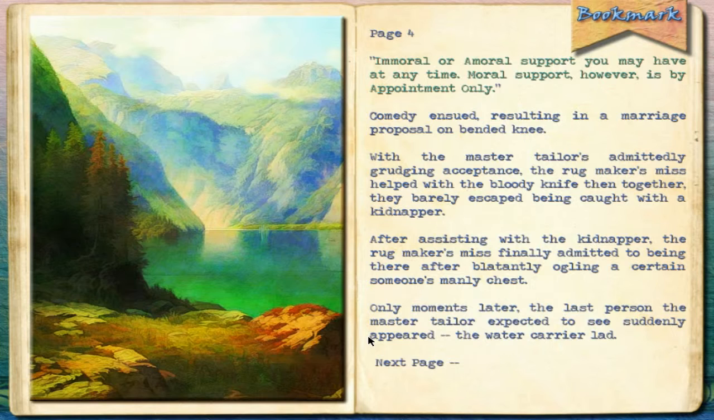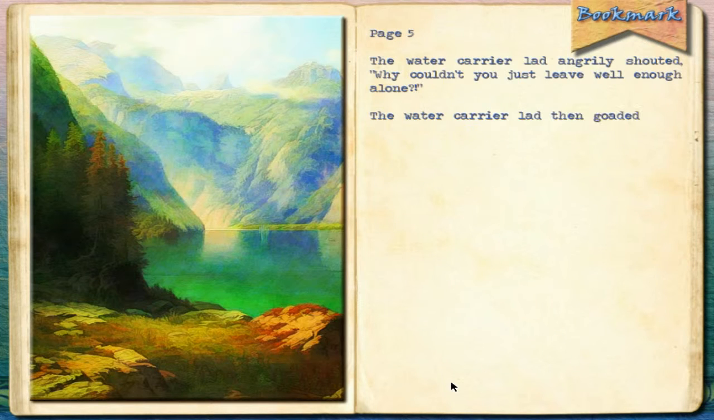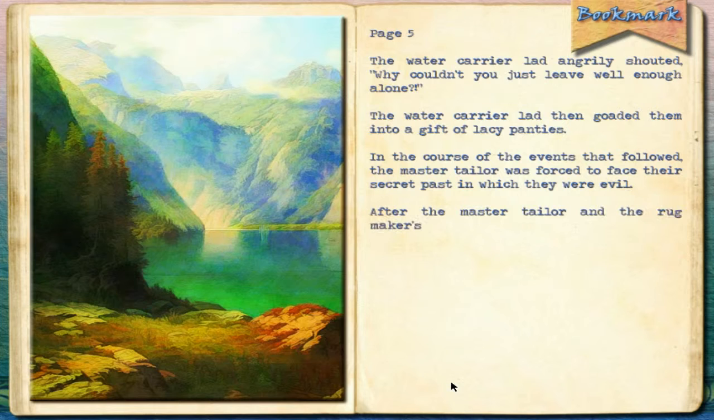With the master tailor's admittedly grudging acceptance, the rug maker's miss helped with the bloody knife. Then, together, they barely escaped being caught by a kidnapper. After assisting with the kidnapper, the rug maker's miss finally admitted to being there after blatantly ogling a certain someone's manly chest. Only months later, the last person the master tailor expected to see suddenly appeared. The water carrier lad. The water carrier lad angrily shouted, "Why couldn't you just leave well enough alone?"